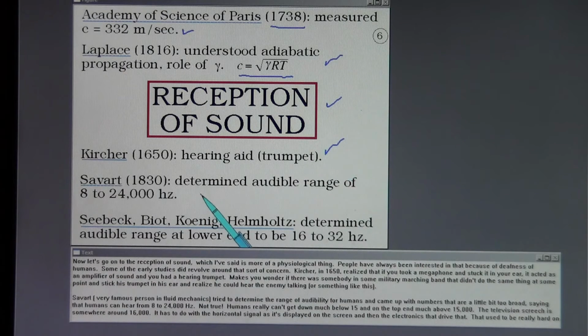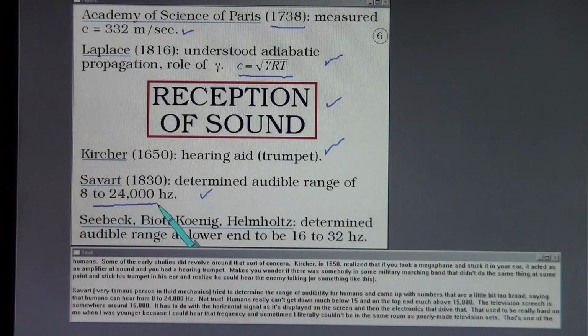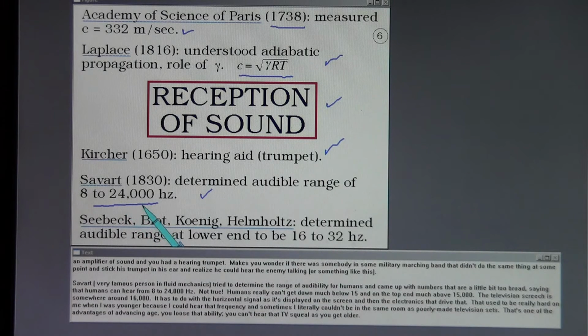Savart, very famous person in fluid mechanics, tried to determine the range of audibility for humans and came up with numbers that are a little bit too broad, saying that humans can hear from 8 to 24,000 hertz. Not true. Humans really can't get down much below 15, and on the top end, much above 15,000.